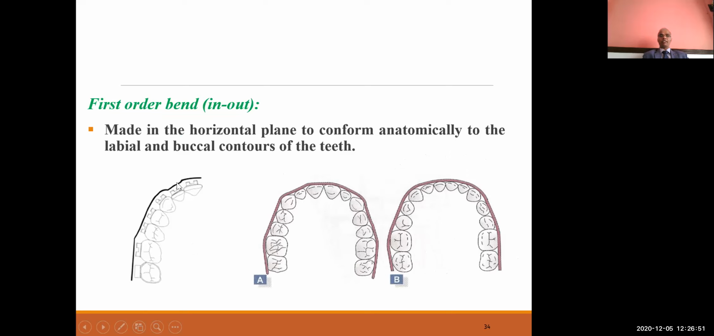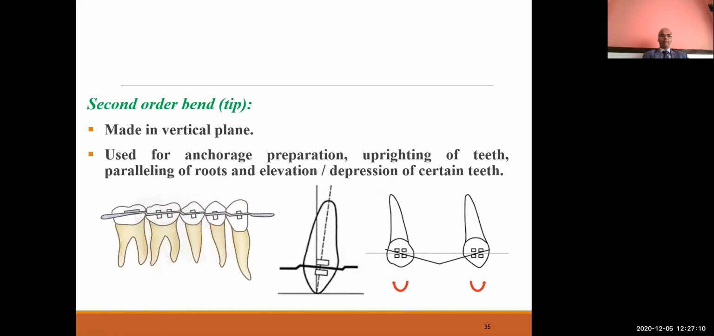which are made in the horizontal plane to conform anatomically to the labial and buccal contour of the tooth. These are the outset, inset for the lateral incisors, outset for the canine, offset for the molars. Second order bends, these are made in the vertical plane. So they are used for anchorage preparation, uprighting of the tooth, paralleling of the root, and elevation and depression of certain teeth.